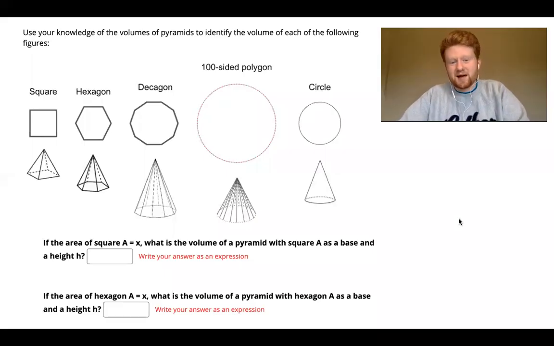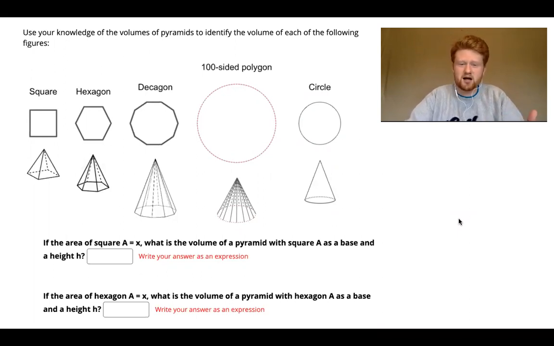This problem is an example of observing patterns to notice key mathematical ideas. So really in this problem, I'm trying to lead you to the formula of what the volume of a cone is, and we're gonna do it in a way where we look at pyramids and how as we increase the number of sides of the base, it looks more and more like a cone.